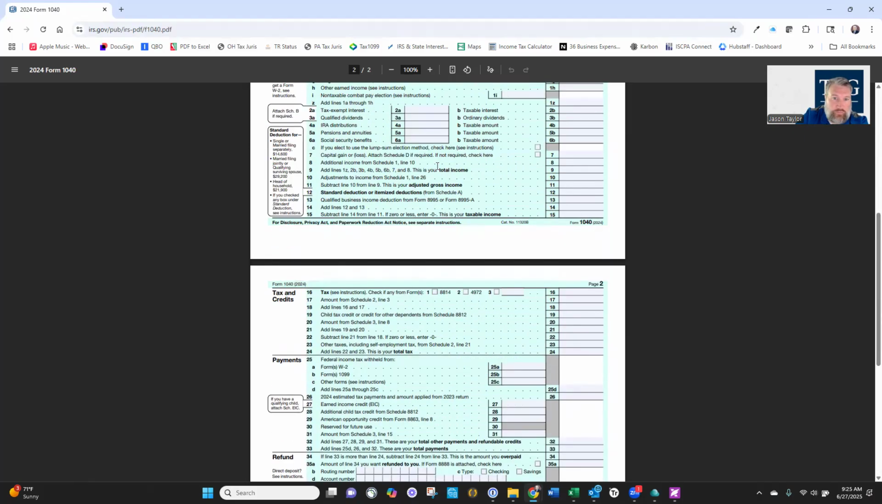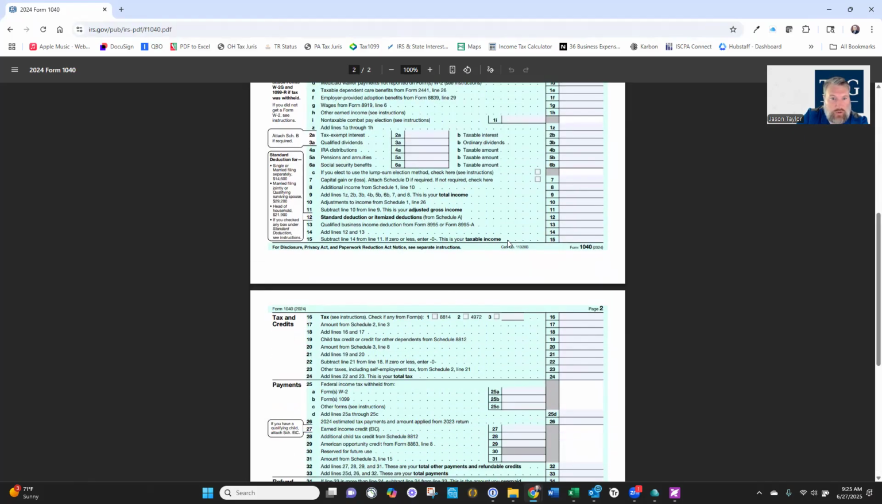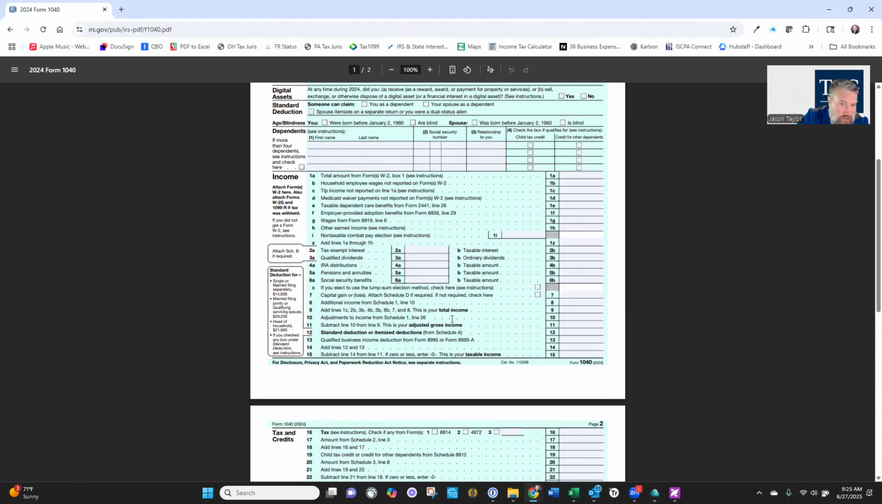If you were to fill this out yourself, most of these lines will tell you if there's an additional schedule required, and you would go fill out those schedules to report those specific things.